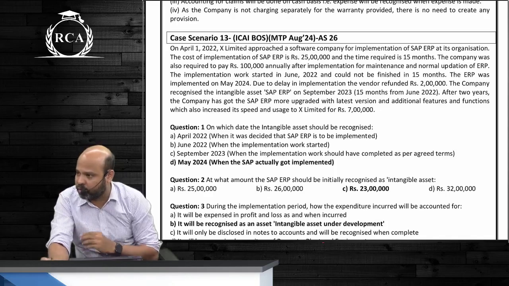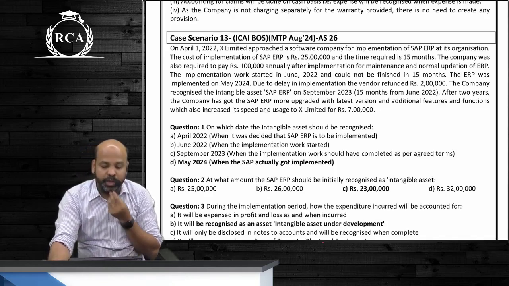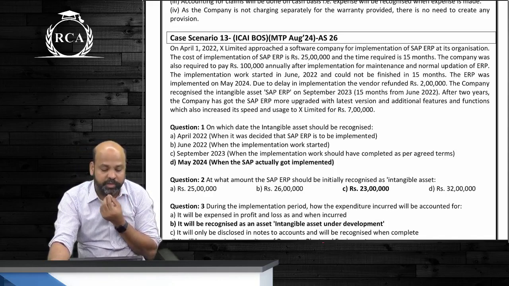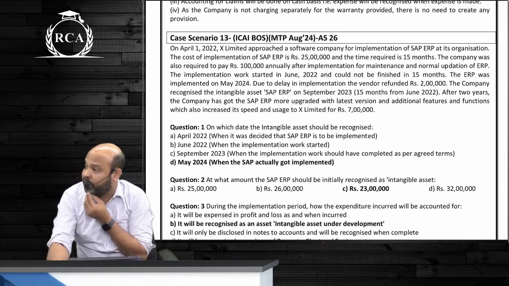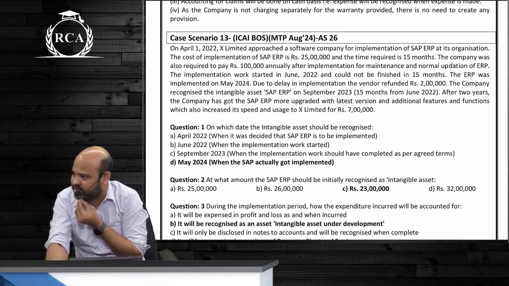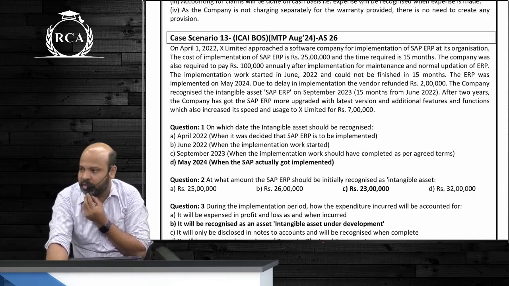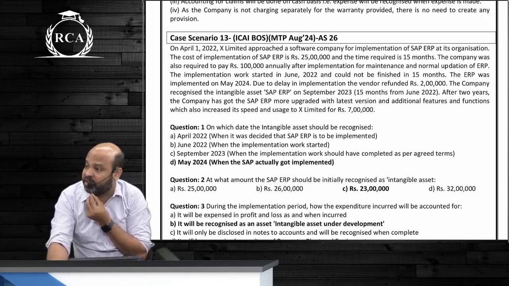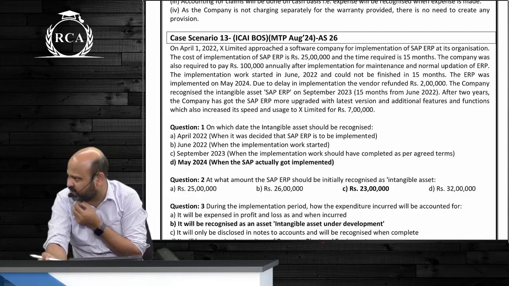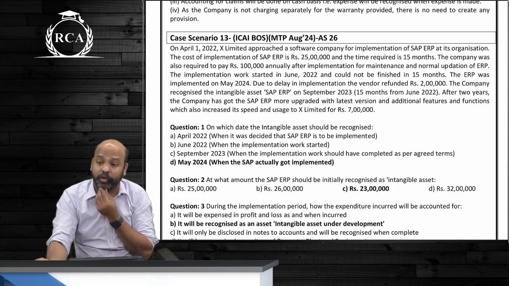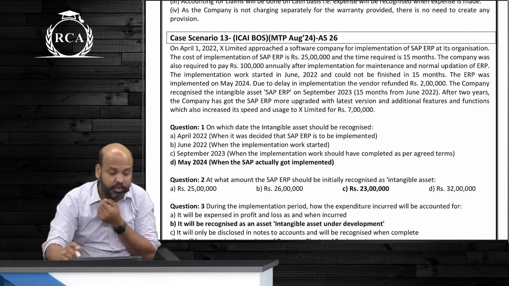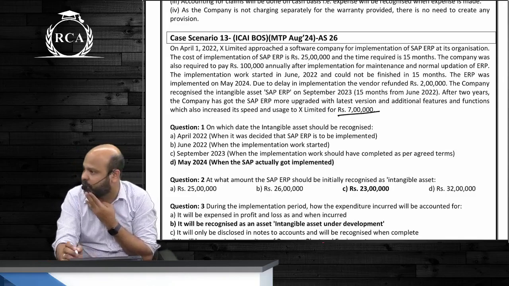That is May 2024. After 2 years, the company has got the SAP ERP more upgraded with the latest version and additional features and functions, which also increased its speed and usage. Whenever you incur subsequent expenditure, guys, what is the recognition criteria? If it results in better efficiency than the originally assessed performance, and the cost can be measured, it should be added to the cost of the intangible. Should you add the 7 lakhs to the cost of the intangible?